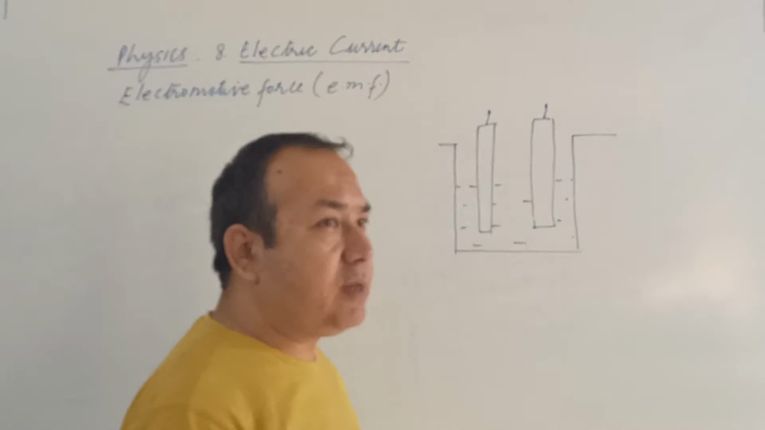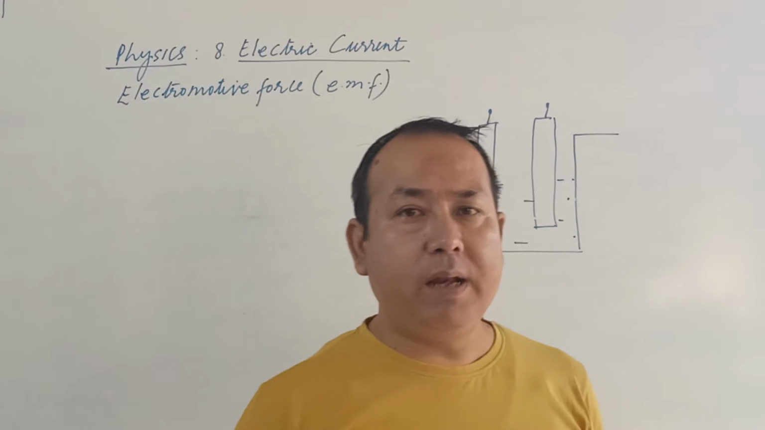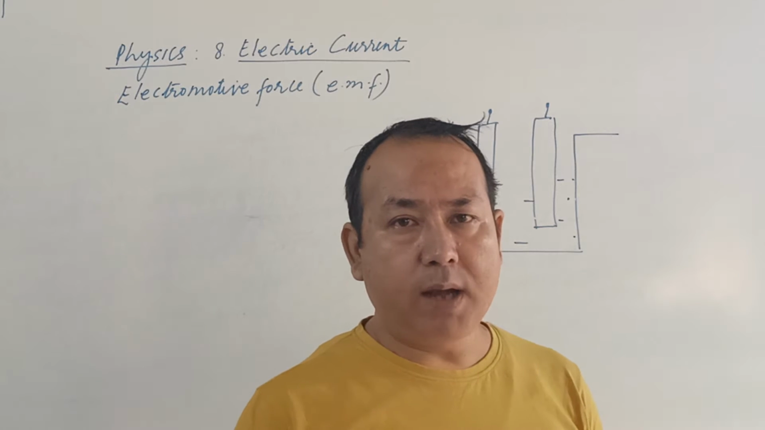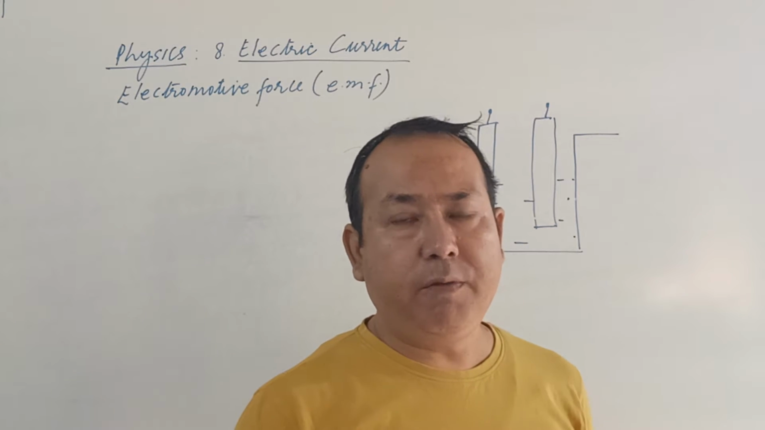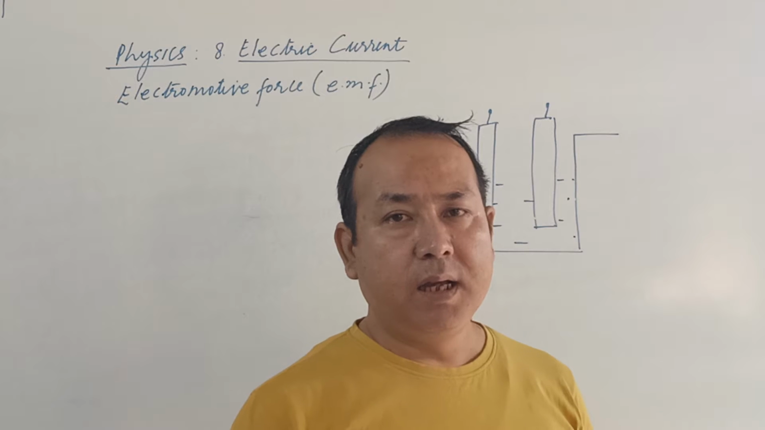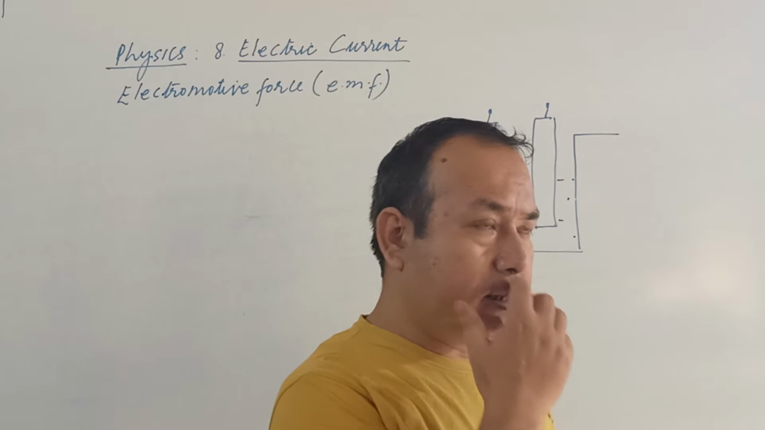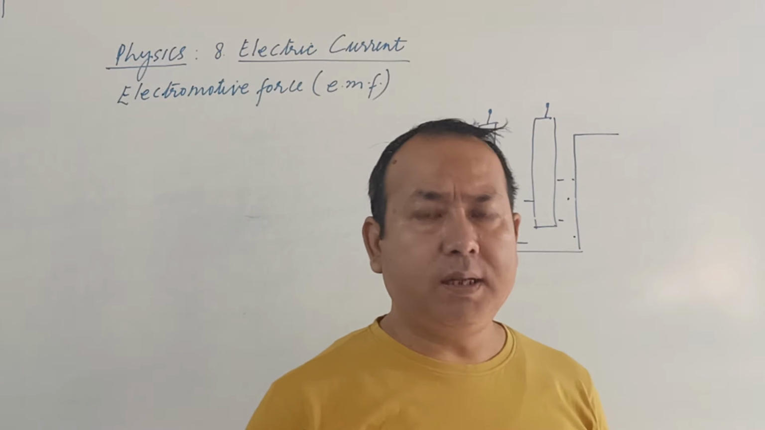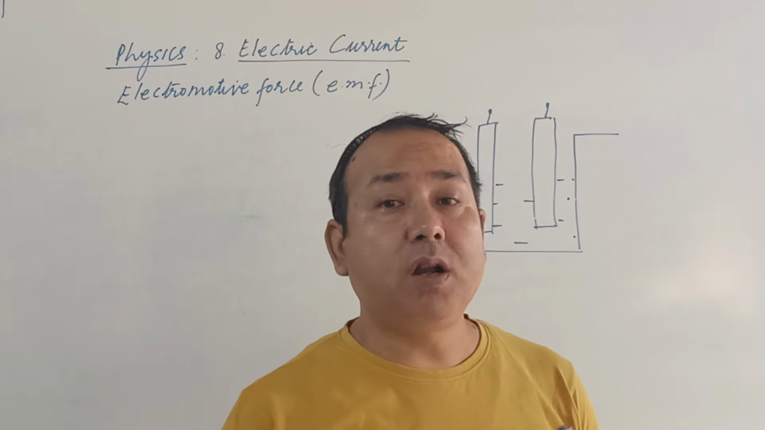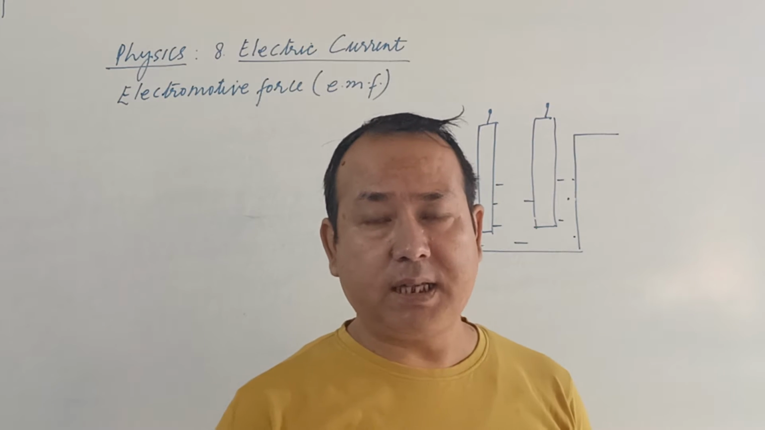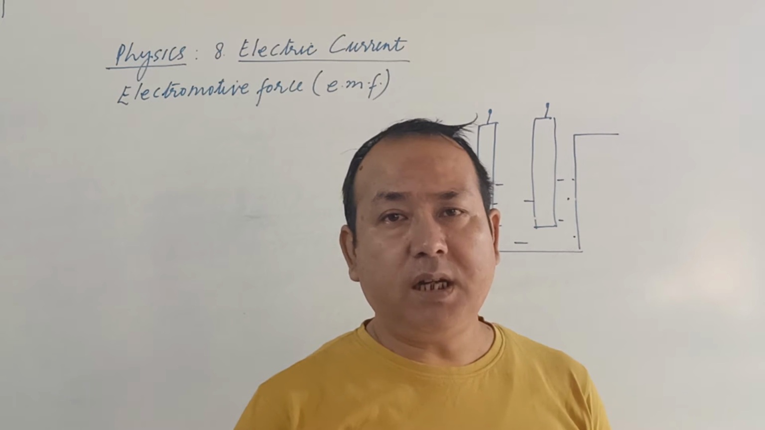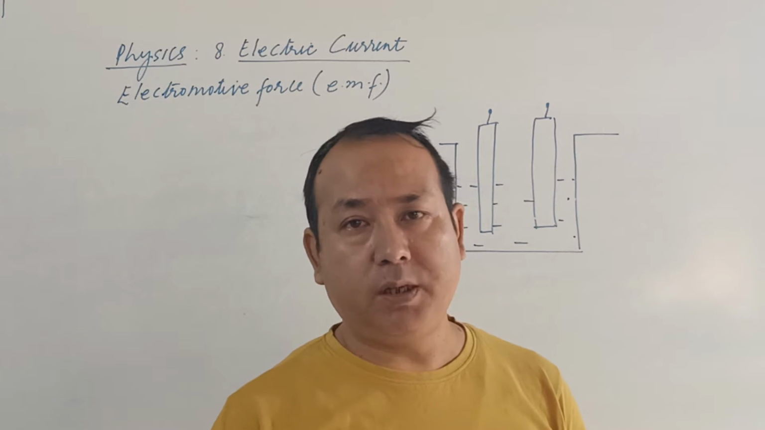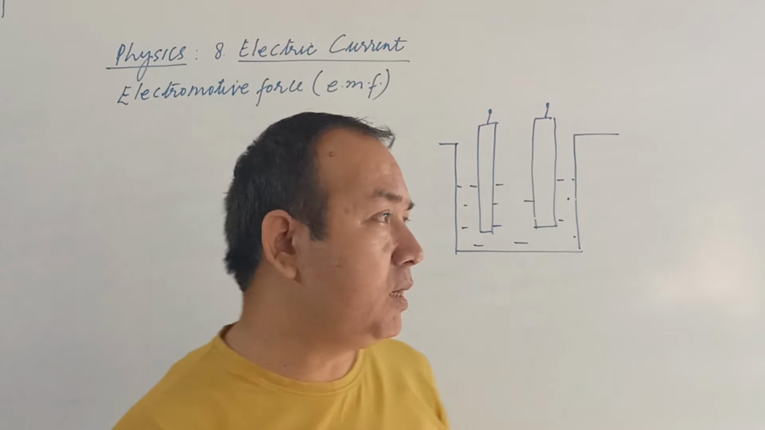Now see, this EMF has two different definitions. It can be defined in two different ways, qualitative and quantitative. Qualitatively, we can define EMF by saying that EMF is the potential difference between the two terminals of the cell when it is not in use. When we are not using a cell, the potential difference which exists between the two terminals of the cell is what we call the EMF of the cell.